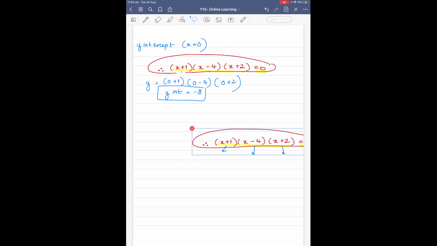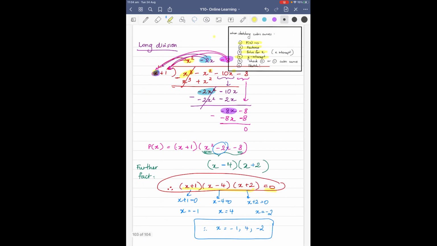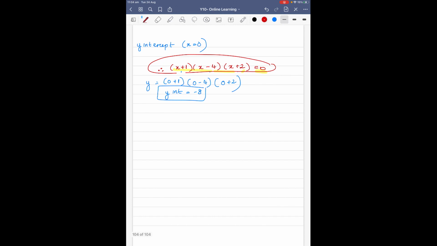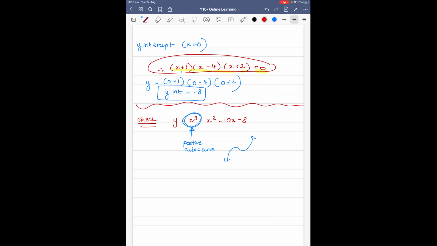So looking back at our charts, let's just double check again. We have our y-intercept. You need to check for positive or negative cubic curve. Alright, so to check, we know our equation is y equals x cubed minus x squared minus 10x minus 8. Looking at this cubic term, it's a positive cubic curve. Okay, positive cubic curve. So we know it should look something like this. Okay, once we have that, we're going to start sketching.